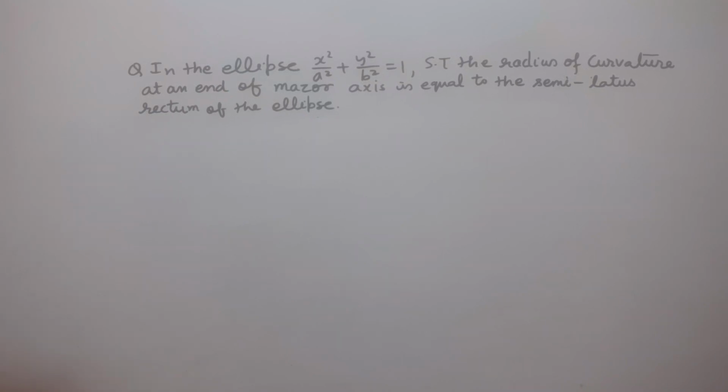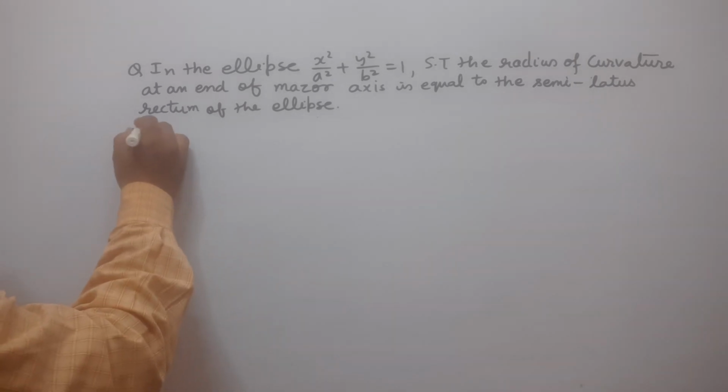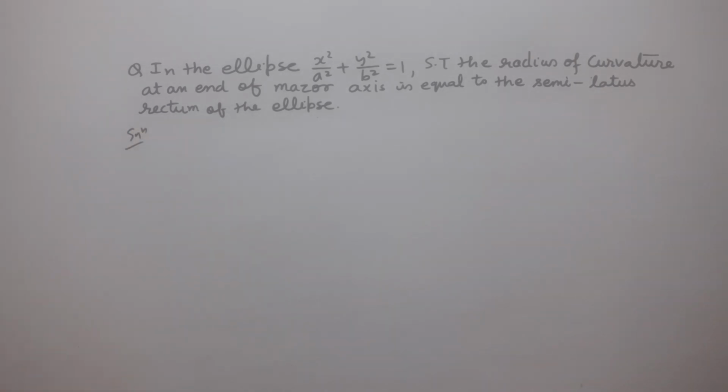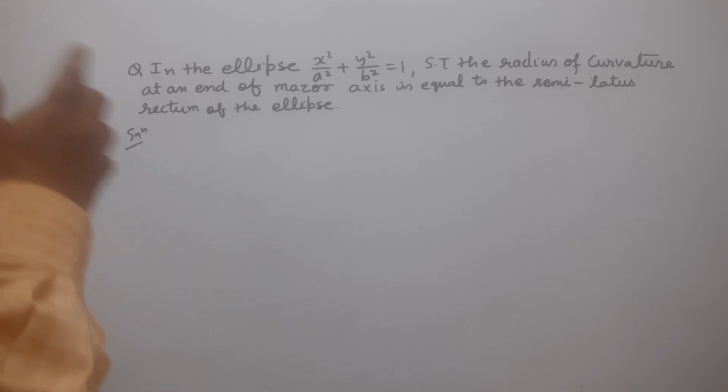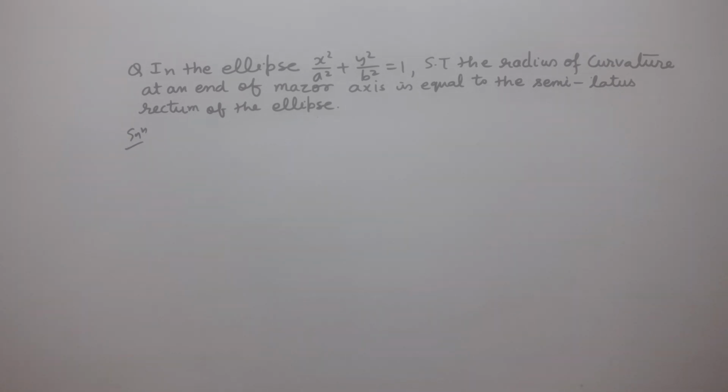Student, this is the question of curvature. Here in this question, the given curve is an ellipse and we have to find the radius of curvature at an end of the major axis and also prove that the radius of curvature is equal to the semi-latus rectum of the ellipse.